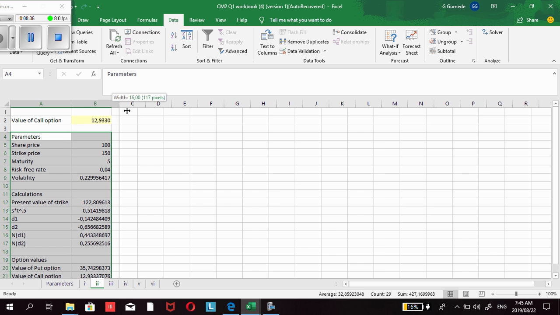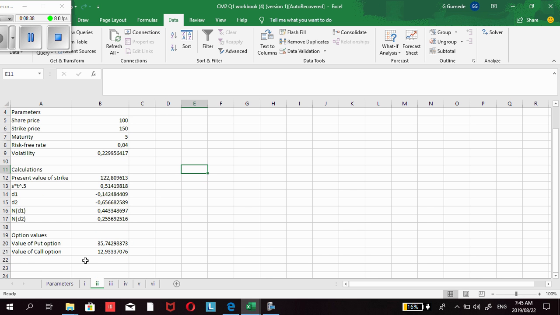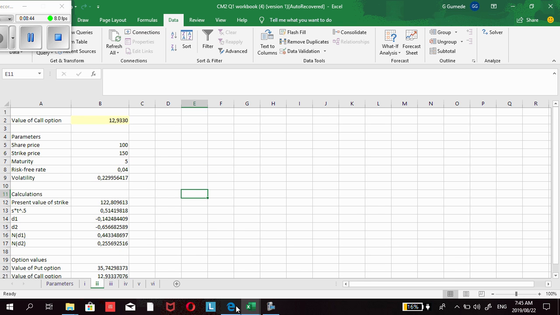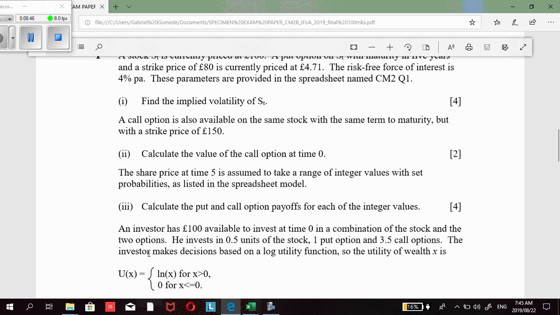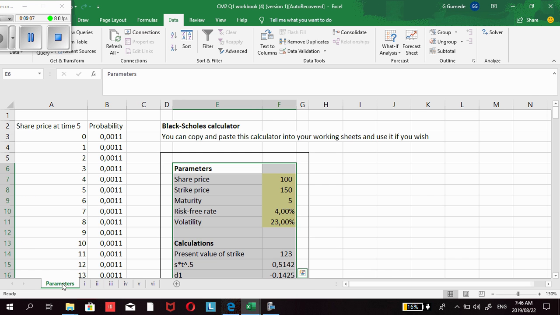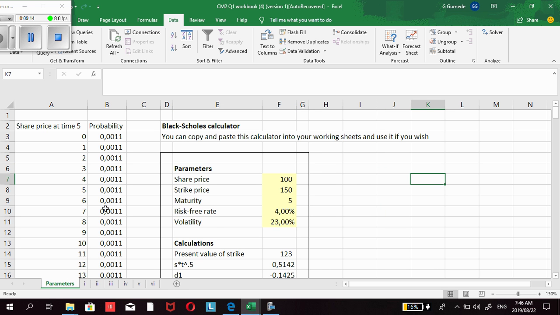I want to extend this here. I see the value of the call option is 12.933. Let's look at the third part of the question. Now they're saying the share price at time 5, which is at maturity. Please, this is very important, which is at time big T, is assumed to take a range of integer values with a set of probabilities as listed in the spreadsheet. So if you go in your spreadsheet, you see here the share prices at time 5 with the corresponding probabilities.